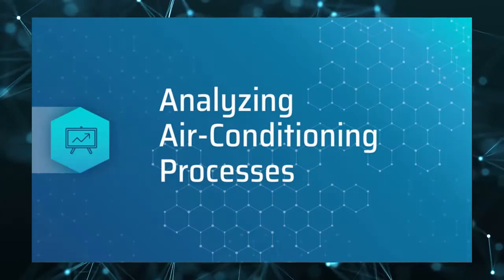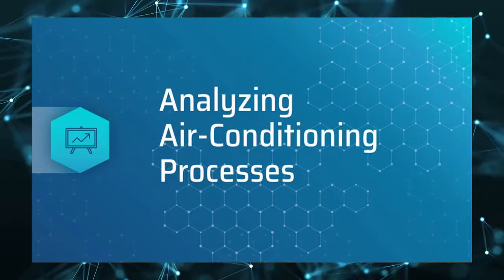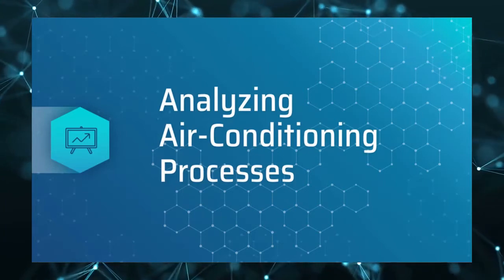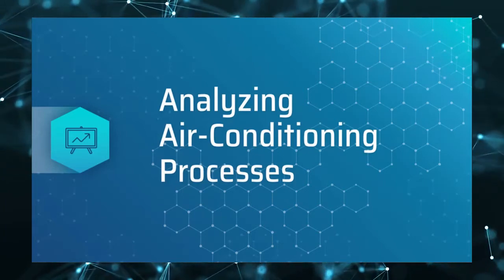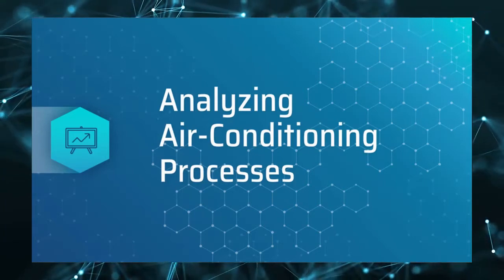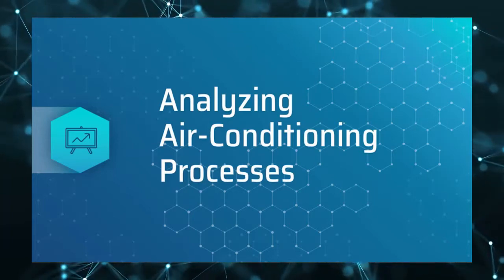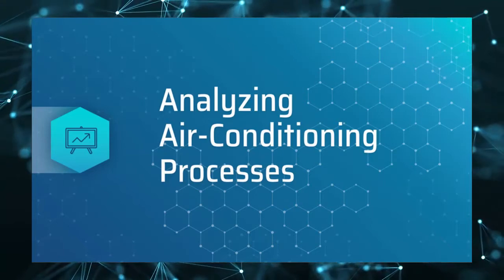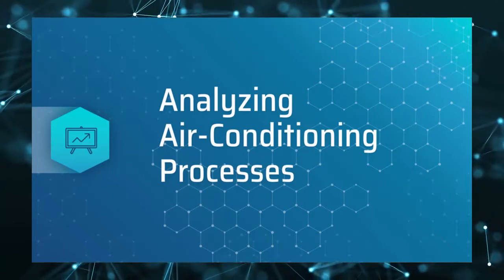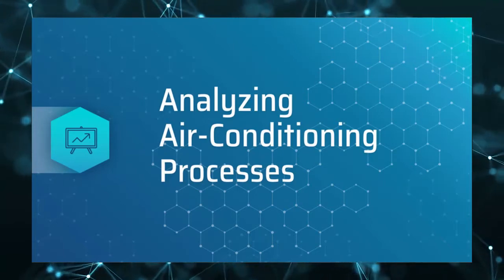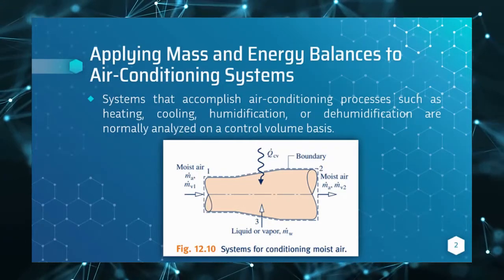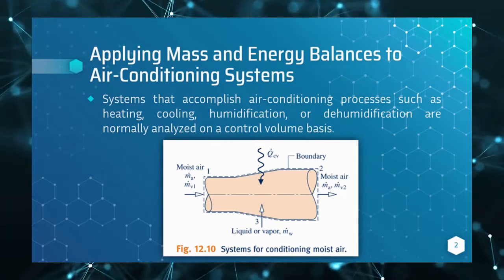In this video, I am going to explain the process of analyzing air conditioning processes, including the mass and energy balance, dehumidification, humidification, and adiabatic mixing of two moist air streams. The purpose of this section is to study typical air conditioning processes using psychrometric principles. First off is applying the mass and energy balances to air conditioning systems.